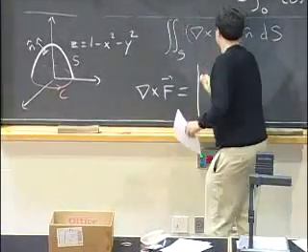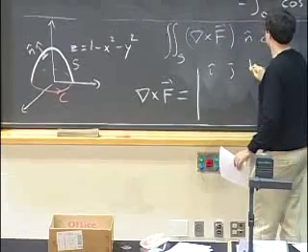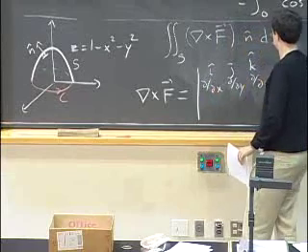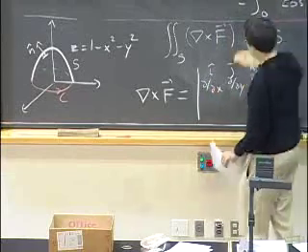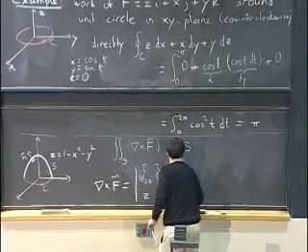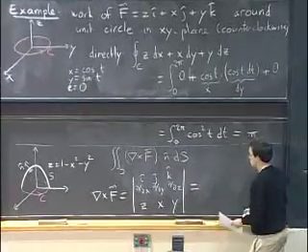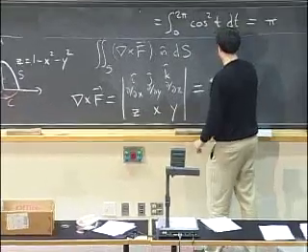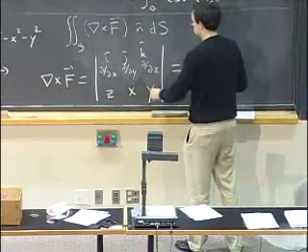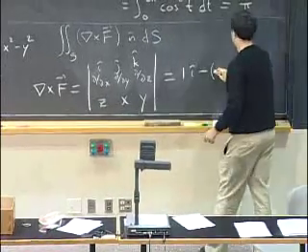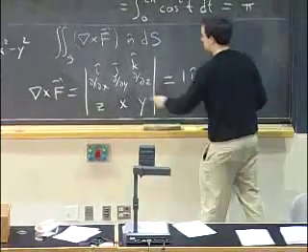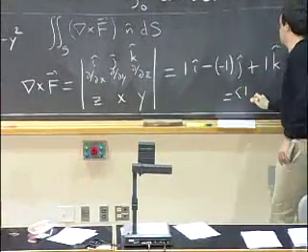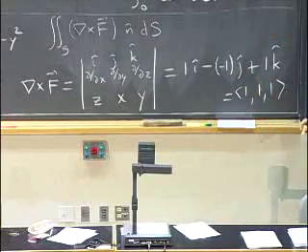So curl F, let's take the cross product between del and F, which is z, x, y. If we compute this, the i component will be 1 minus 0, so it's 1i, minus the j component, which is 0 minus 1, plus the k component, which is 1 minus 0. So in fact, the curl of this field is 1, 1, 1. Okay?